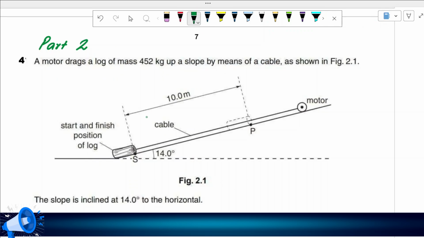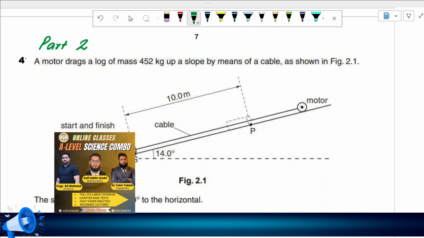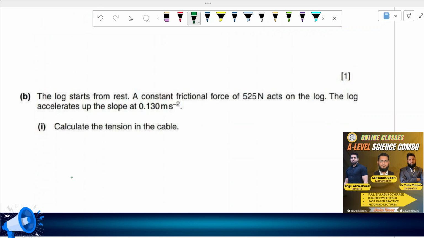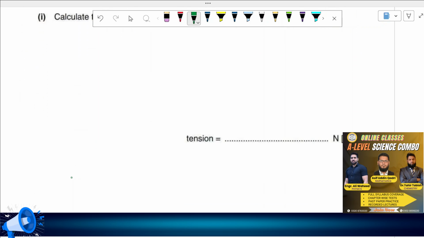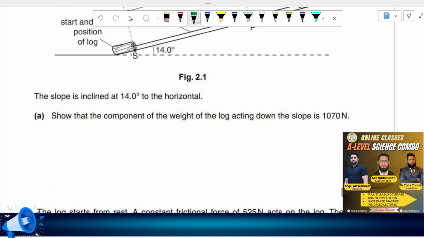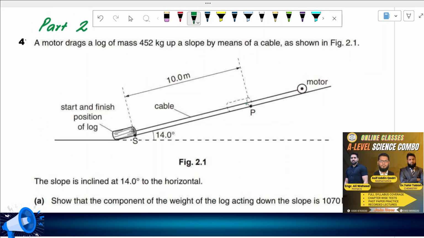So this one was kind of a tricky question, especially part B of it, in which you need to calculate the tension in the cable for 3 marks. And the acceleration up the slope is given as 0.130 meters per second squared. Acceleration is not equal to the acceleration of free fall because the situation is not a free fall situation. It's not moving vertically downward or upward.